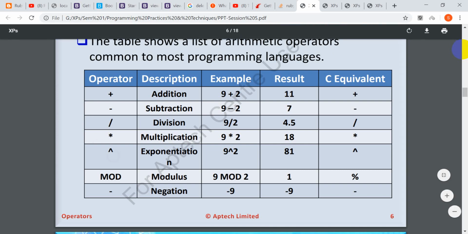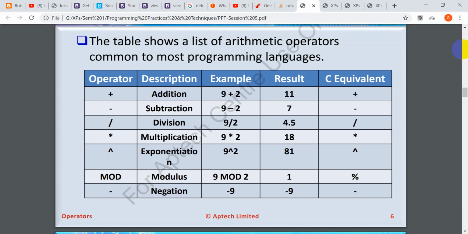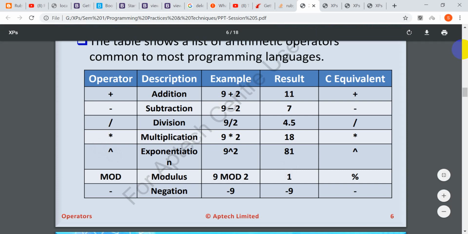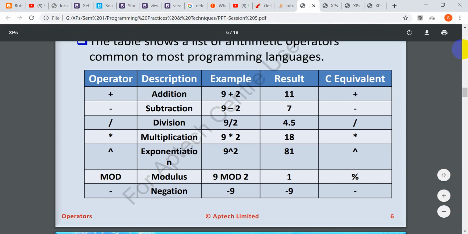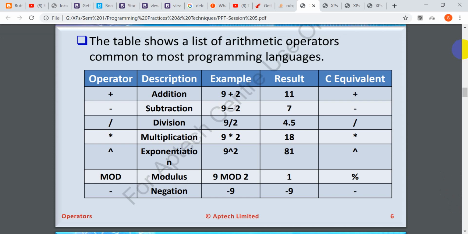Let's see. Exponential, raised to power. 9 raised to power 2 is 9 times 9, which is 81, and the C programming language equivalent is the same thing. Then mod. You remember we did mod, right? 9 mod 2 is 1. Why is it 1? Because 9 divided by 2 is 4 remainder 1, because 4 times 2 is 8, remainder 1. So 9 mod 2 is 1, and this is the programming code symbol for it.